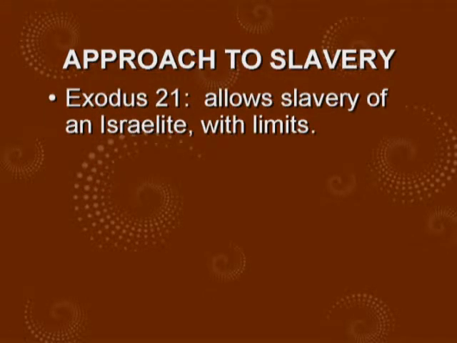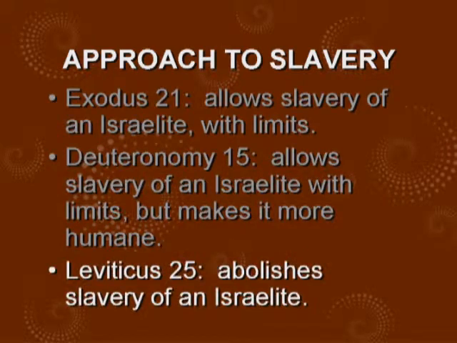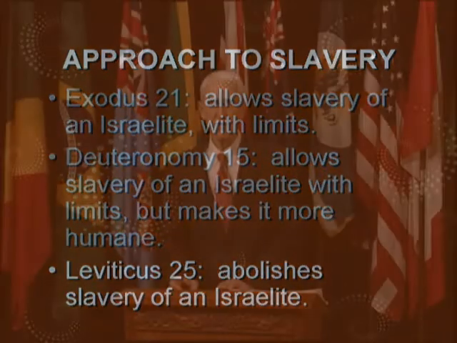Exodus 21 allows the slavery of an Israelite with limits. Deuteronomy 15 allows the slavery of an Israelite with limits, but makes it more humane. Leviticus 25 abolishes the slavery of an Israelite. This summary and comparison show that the slavery of Israelite men and women was treated differently at three separate points across 4 to 5 centuries of time.